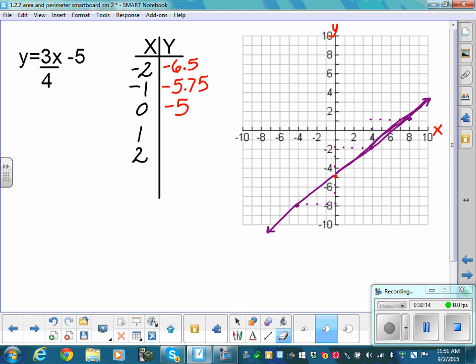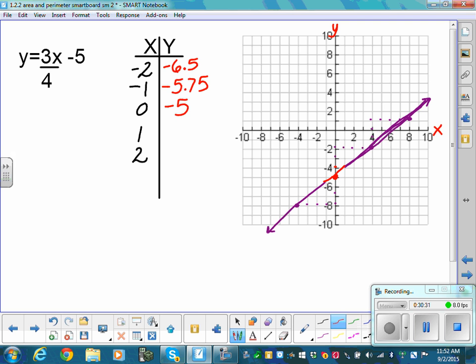We could just go over. So look, if we plotted these points, we would have 0, -5. So right here, we're going over 0 and down 1, 2, 3, 4, and 5. Right there is our point at 0 and -5. So then we had our line.